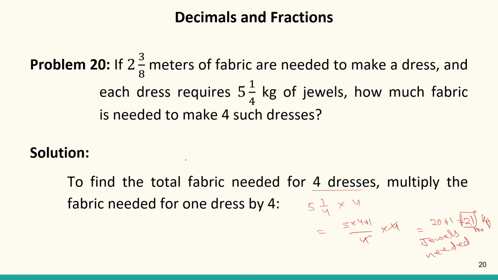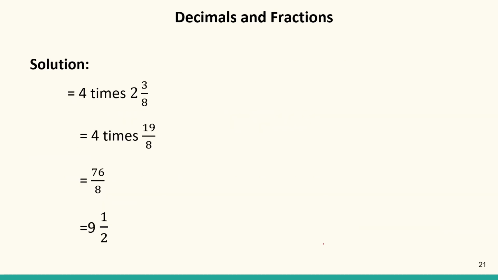And what is the amount of fabric needed? The amount of fabric needed will be 2 3 by 8 into 4. So this is equal to 8 into 2 plus 3 by 8 into 4, which is 2 times 16 plus 3, 19 by 2. That is equal to 9.5. This is what we need.